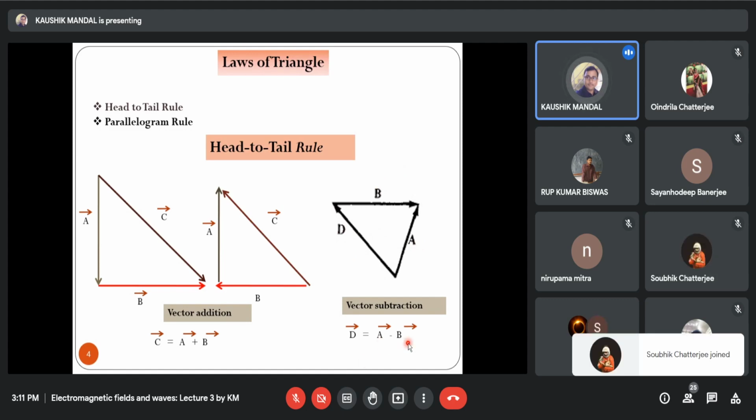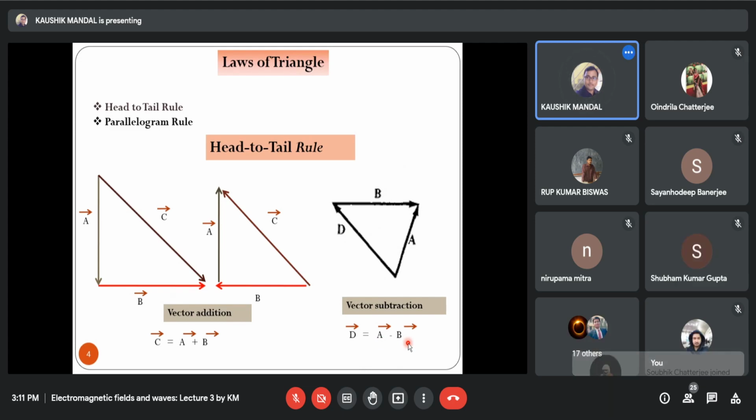In another way, you can represent the vector subtraction by just considering the reverse vector for a particular vector. That is, we can redraw this vector in the opposite direction to represent its negative direction.